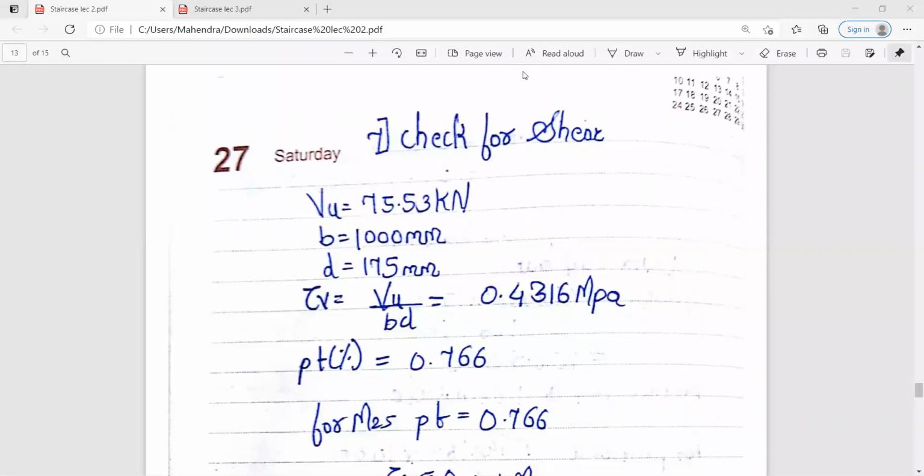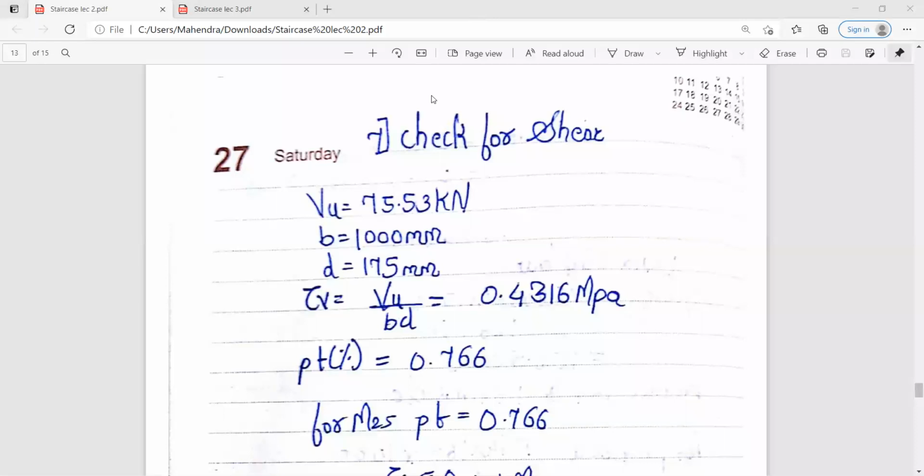So we had completed up till step number 6, that is the design for the secondary reinforcement. Now from today on, we are going to start the new step, that is the check for the shear. We are continuing with the last sum only, that is the second sum for the staircase. So now our seventh step, that is check for shear.